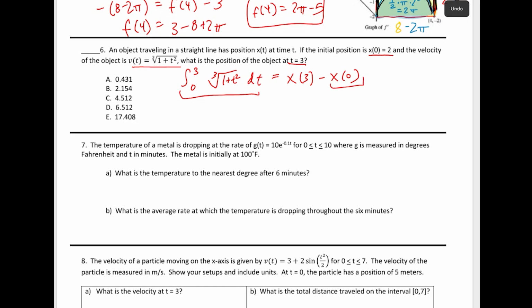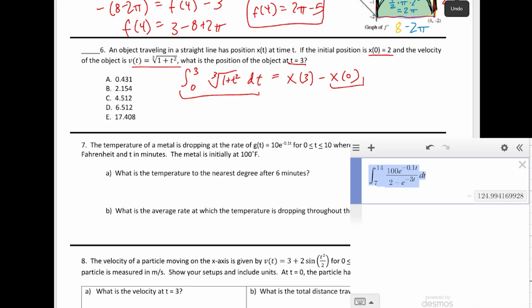So let's go back to the good old Desmos here and delete this last one and type integral from 0 to 3 of the cube root. Now, I don't even know if there's a cube root function in here, but it's probably easier to just type it as a rational exponent. Taking the cube root of something is equivalent to raising it to the 1/3 power. So we'll write it like that. And there you go. So that value is 4.511.